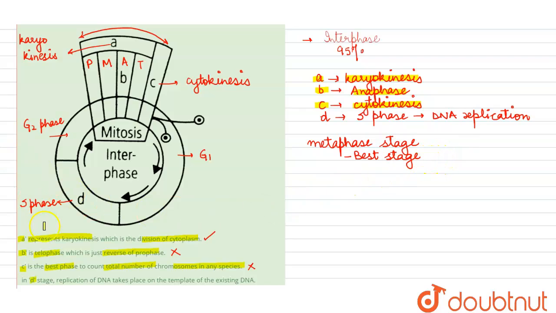So in this case, let's see the fourth statement. D stage, there is replication of DNA that takes place on the template of the existing one. So D is the S phase. S means synthesis. What is being synthesized? The DNA is being synthesized, or the replication is taking place on the existing strand, which makes this statement also the correct statement. So out of these, we have A correctly given and D correctly given. So these are the correct interpretations for this question.